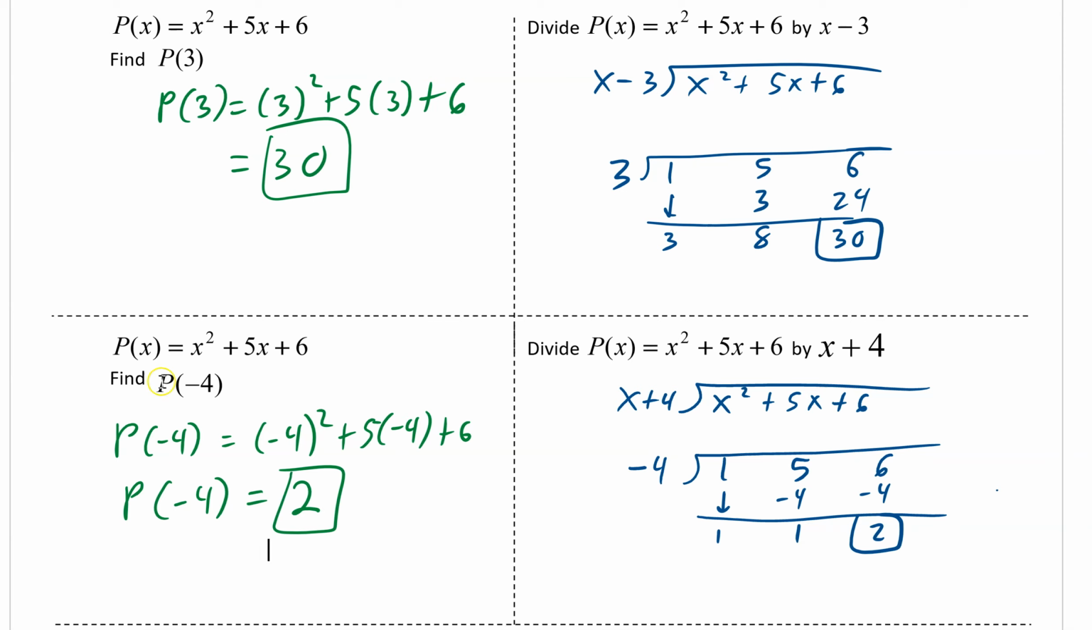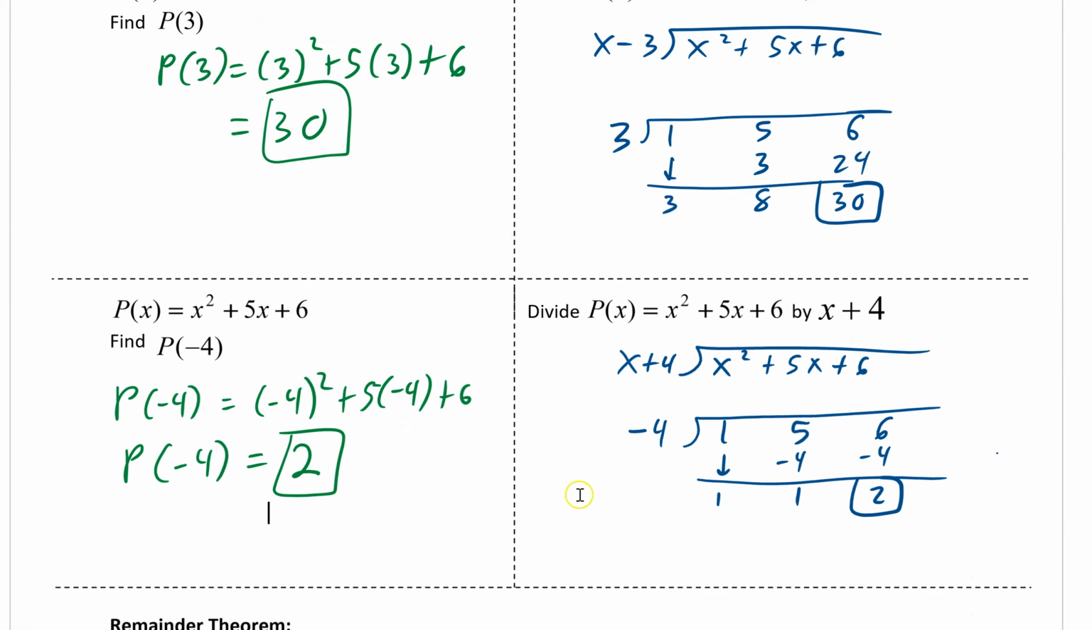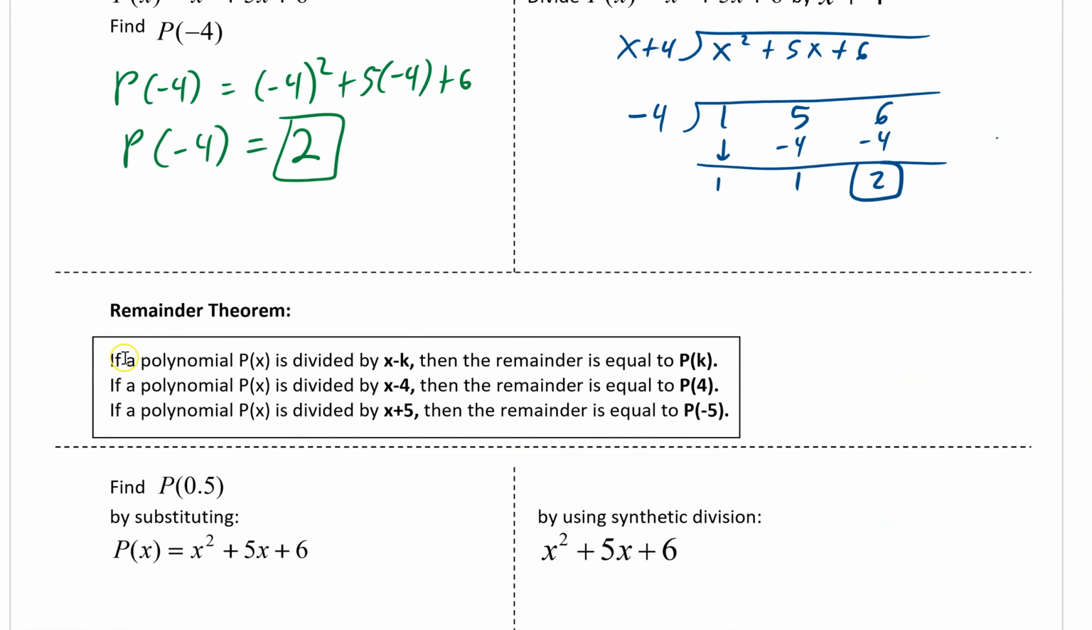So what happens here is if you plug in negative 4 or you divide by the factored form of the polynomial that gives us that 0, the remainder will equal the value. See what I'm getting at? So if you divide this by x plus 4, then we know that if you plugged a negative 4 into the function, it would be the same as the remainder. So if you have a polynomial p of x and it's divided by x minus k, then the remainder is equal to p of k.